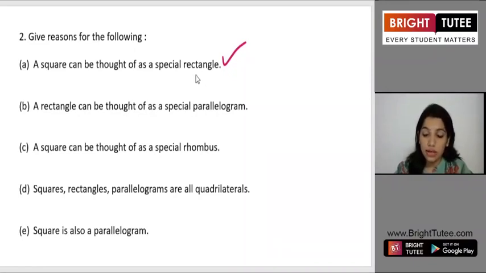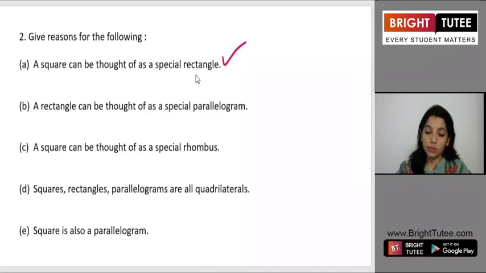In addition, in a square, not just the opposite pair, but also all the four sides are equal to each other. I hope this is clear. Let me repeat the reason why a square is a special rectangle. Because all the properties of a rectangle are fulfilled by a square. In addition, all the four sides of a square are equal in length.